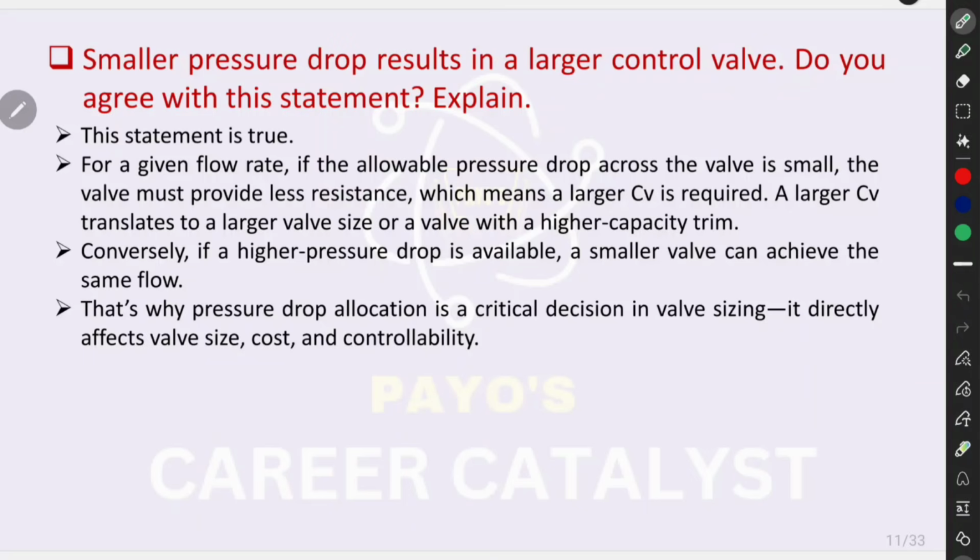Smaller pressure drop results in a larger control valve. Do you agree with this statement? Explain. Yes, this statement is true. For a given flow rate, if the allowable pressure drop across the valve is small, the valve must provide less resistance, which means a larger Cv is required. A larger Cv translates to a larger valve size or valve with higher capacity trim. Conversely, if a higher pressure drop is available, a smaller valve can achieve the same flow. That's why pressure drop allocation is a critical decision in valve sizing. It directly affects valve size, cost, and controllability.